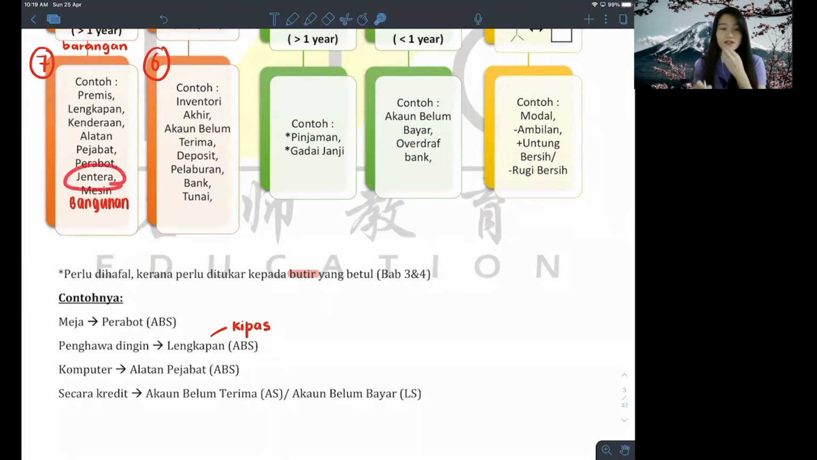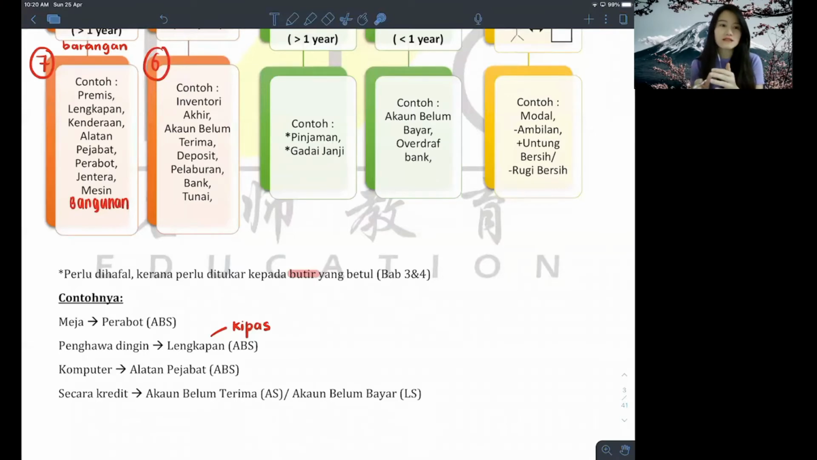I say jentera are heavy machineries that you can sometimes see on the road, when your parents are driving and suddenly you slow down. Why? Because there's a jentera blocking the way. They are driving very slowly because they're so heavy. So jentera can only be seen at construction sites. A crane is also slotted under jentera.